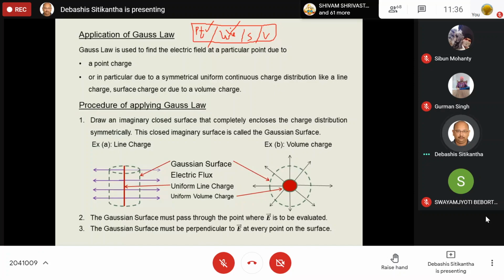Have you written it? No, sir. Okay, okay. Do it fast. Do it fast. Because this procedure is not given in the book.